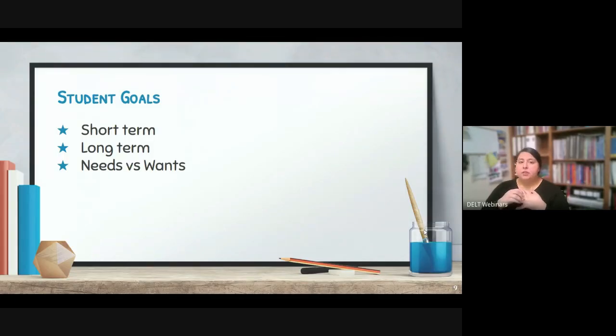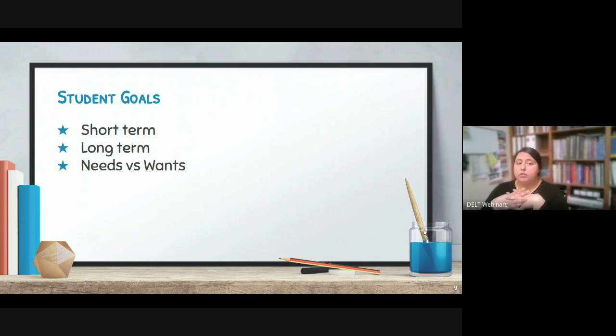So let's talk about student goals right quick. You want to think about short-term goals and long-term goals. That's going to help you with your curriculum. Depending on how your courses are set up, you might focus a little bit more on the short-term goals, getting students in and out pretty quickly. If your program extends a little bit longer, you might want to think about long-term goals. And again, it changes with every program.